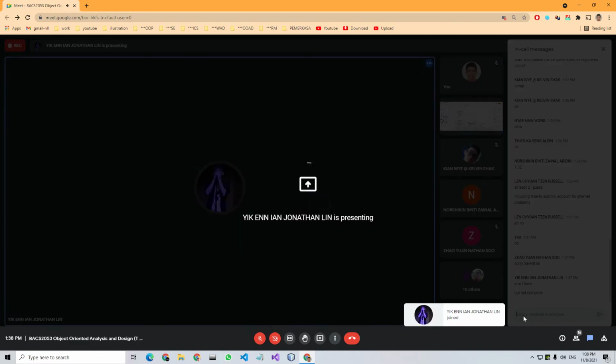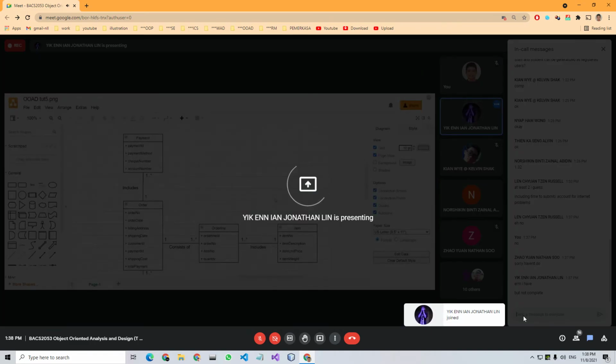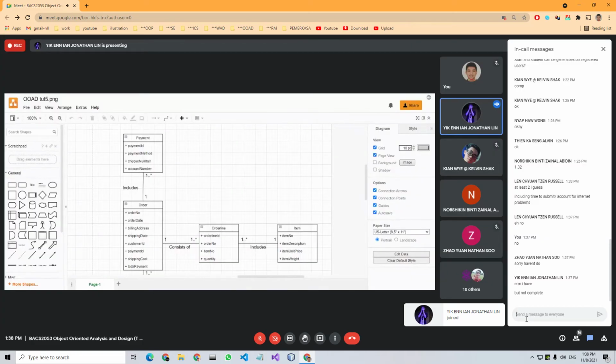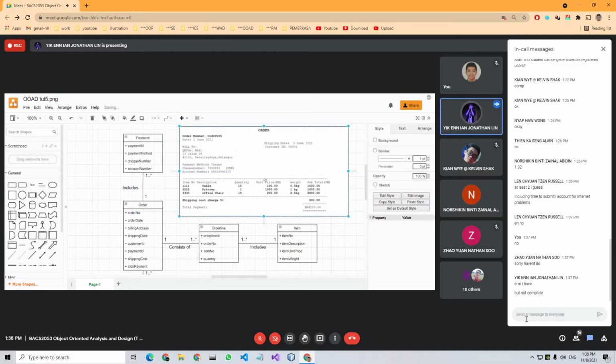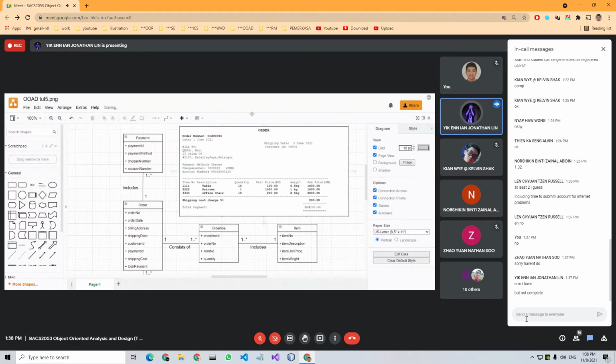Okay, this is my answer, but I haven't included the associations like aggregation and composition. But this is my answer. Let me show the payment image. My thoughts when I was doing this is that the picture is this one.